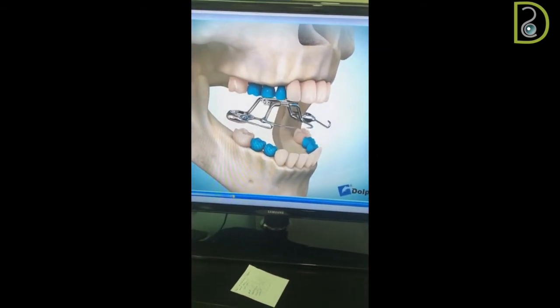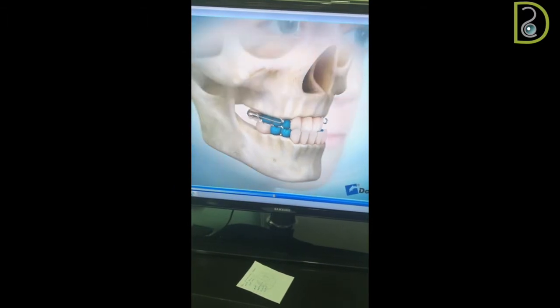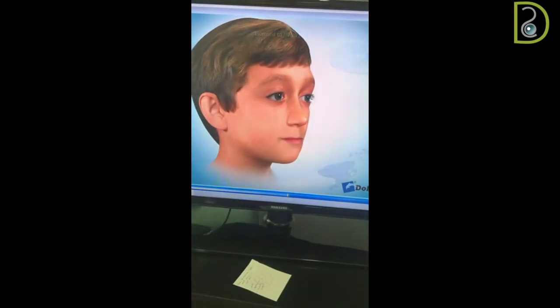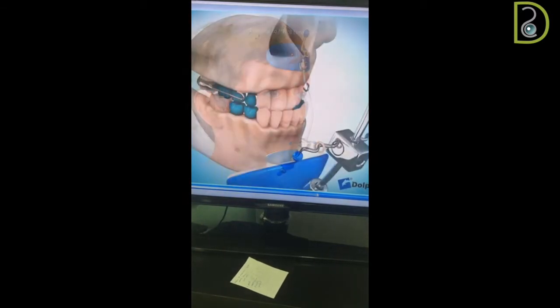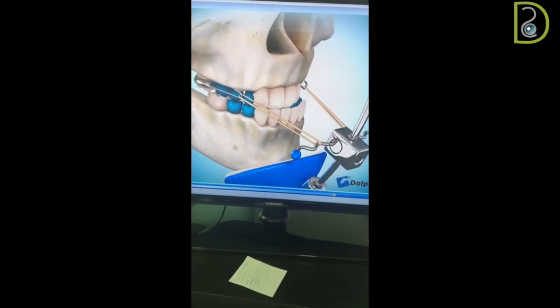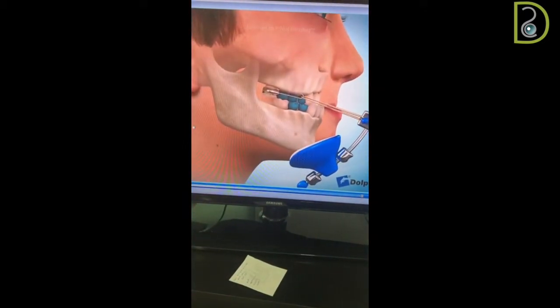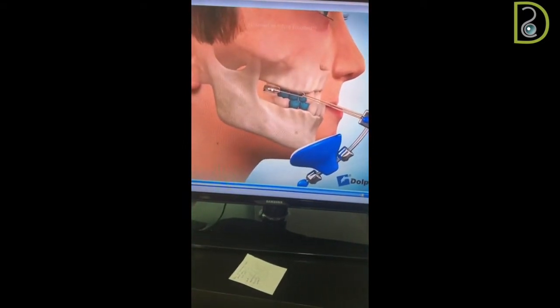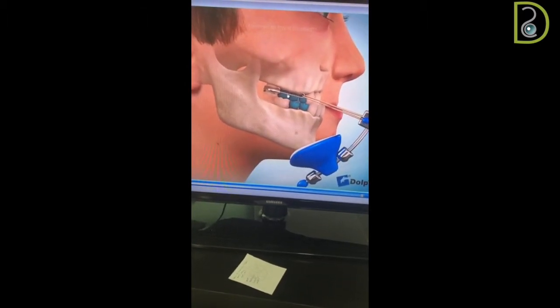Most of the time, as I advance the maxilla, I don't only advance it, but I always expand the maxilla. When you expand the maxilla, the result is much better. So this is what we do with the patient. This is cemented on the band. There is a band and a hook, and it is fixed on the patient.